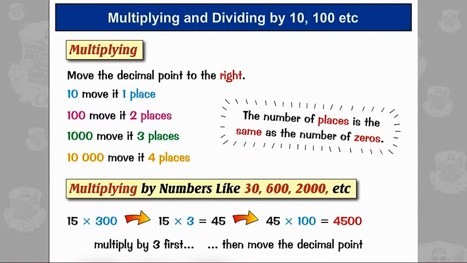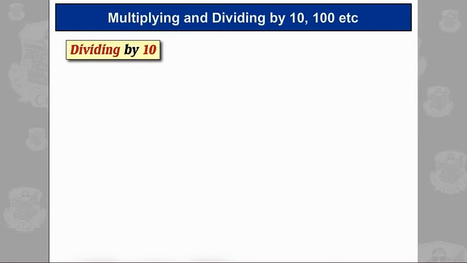Right, so that's multiplying then. But what about dividing? Well, multiplying and dividing are opposite operations. So to divide by 10, we need to do the opposite of multiplying by 10, which means at this time we want to move the decimal point one place to the left.